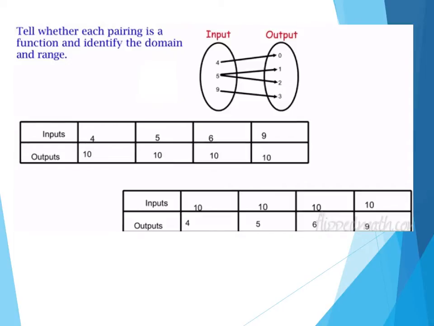Okay, so the first one is a mapping diagram. It just shows inputs to outputs. The arrows represent which input goes to what output. So looking at this, is this a function? Remember, to be a function, one input has to have one output.